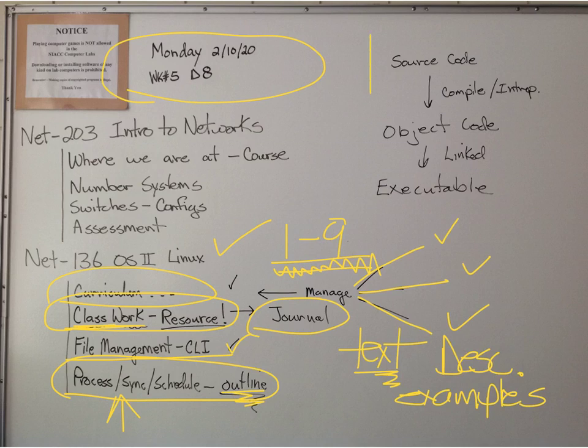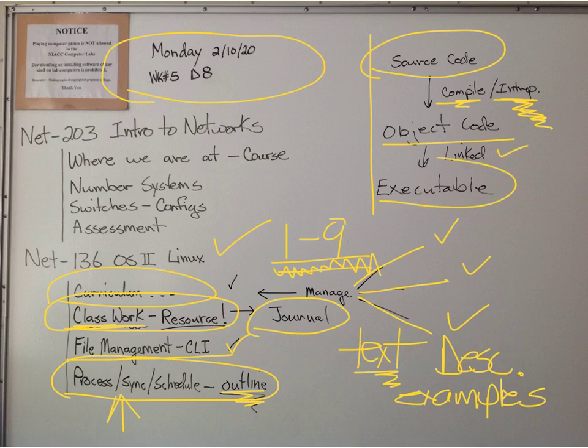Now, we did talk about scripting. You start with a source code, and then it's interpreted. Now, a lot of programs get compiled, but our scripting will be interpreted into an object code, and if needed, linked, and then it's executed. And so we're going to look at some examples of scripts coming up here. Probably on Wednesday, I showed one for adding students. I showed one in class today.